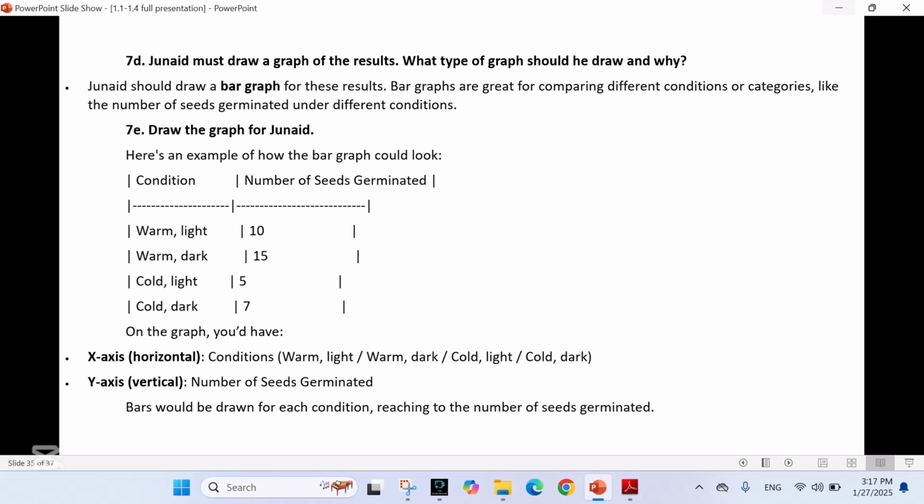Part E. Draw the graph for Junaid. Here's an example of how the bar graph could look. Condition: number of seeds germinated. Warm light 10, warm dark 15, cold light 5, cold dark 7. On the graph, you would have x-axis horizontal, condition: warm light, warm dark, cold light, cold dark. Y-axis vertical, number of seeds germinated. Bars would be drawn for each condition reaching to the number of seeds germinated.